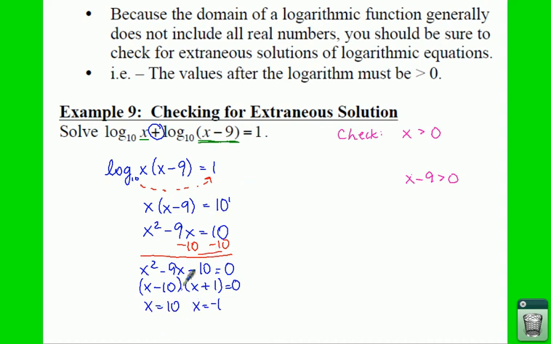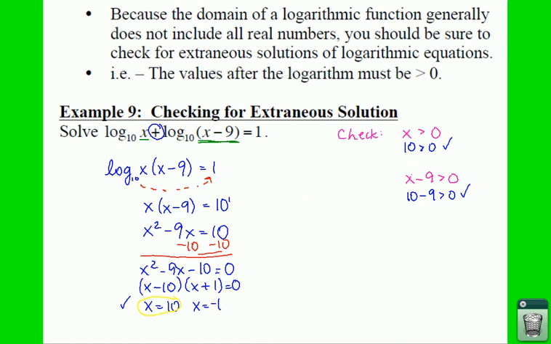So if we look at x is equal to 10, we'll try this one out first. So if we plug that up here, we're going to say, is 10 greater than 0? Check, works for that one. If we go down here, is 10 minus 9 going to be greater than 0? Check. So the 10 works.